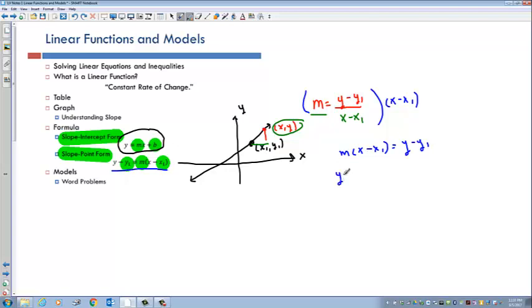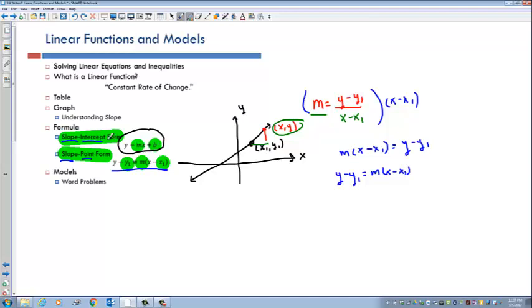So y minus y sub 1 is equal to m times x minus x sub 1. And we call this the slope point form because, again, you're given the slope and a point. Whereas we call the one above it the slope intercept form because you're given usually the slope and the intercept.